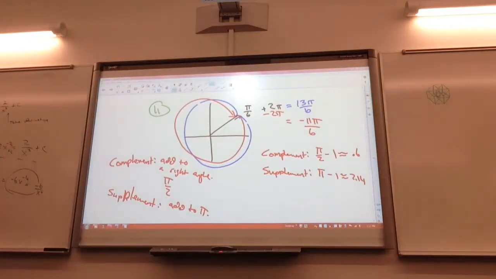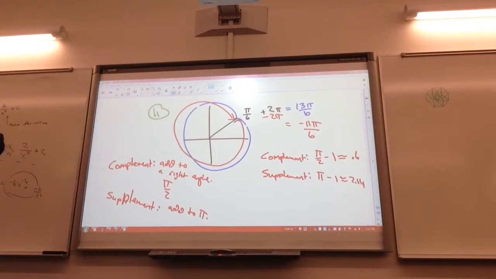I thought it was in degrees. Well, if it's in degrees, that's even easier. It'd be 90 minus 1, which is 89. The answer didn't match the back of the book, so I was confused. There you go. If your supplement, it's 180 minus 1, so 179. Yeah. They should have mentioned that you're in radians there.